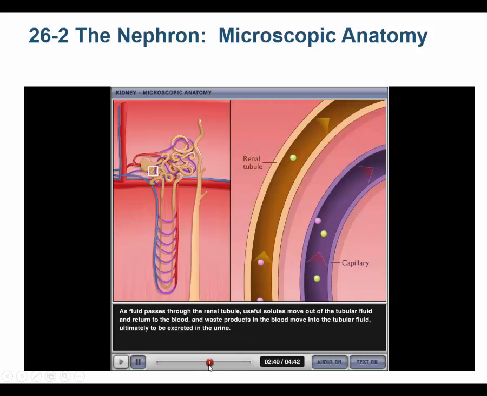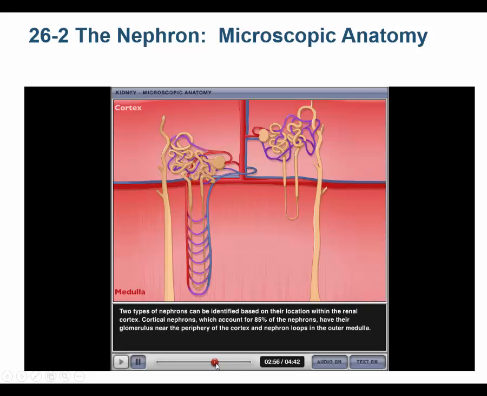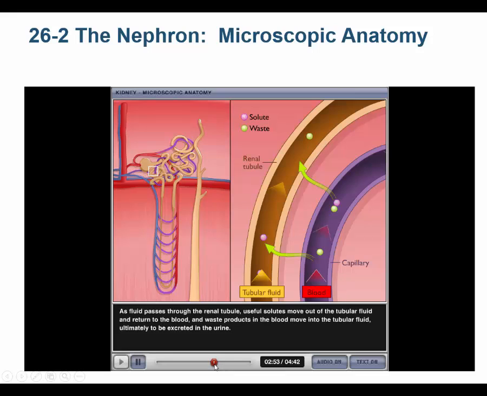A lot of information here. Okay, this I want to talk about a little bit. Let me start right here. If you take something that has been filtered, that's in the tubular fluid, and you put it back into the bloodstream, that's called reabsorption. However, if something hasn't been filtered, it's still in the blood, but you put it into the filtrate, that's called secretion.